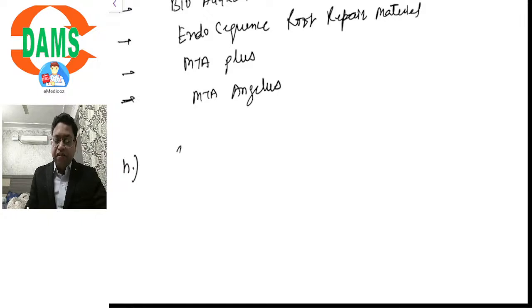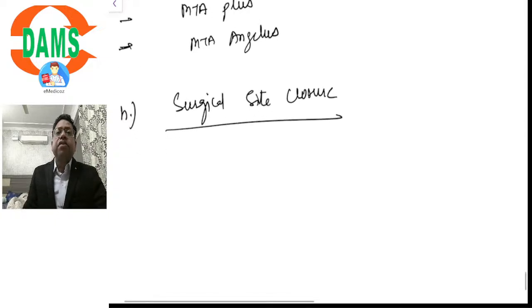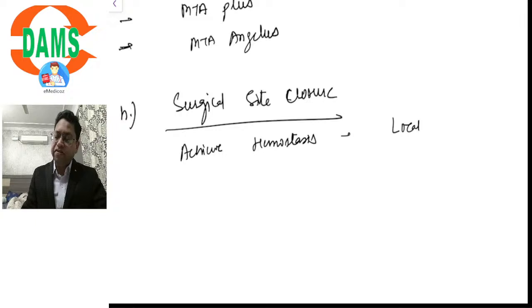Then surgical site closure. Once we have done the root end filling, we have to do closure of the surgical site. For the closure of the surgical site, at times we can achieve hemostasis with certain local hemostatic agents.